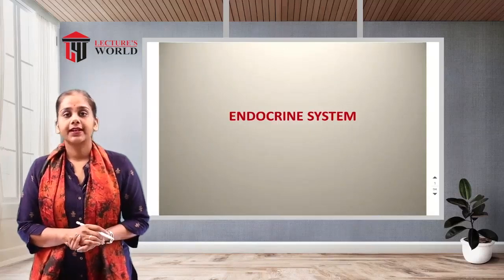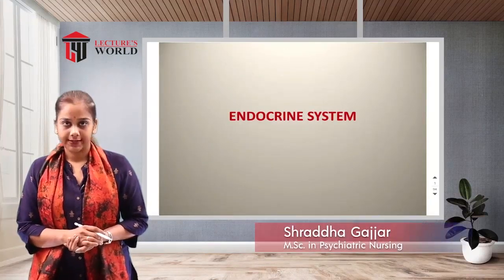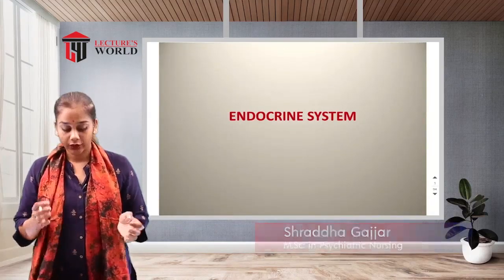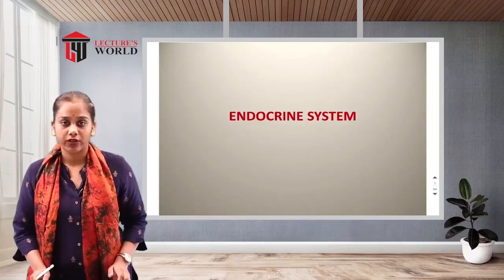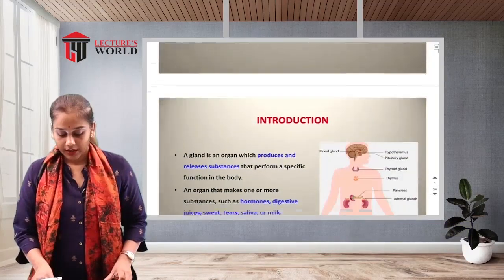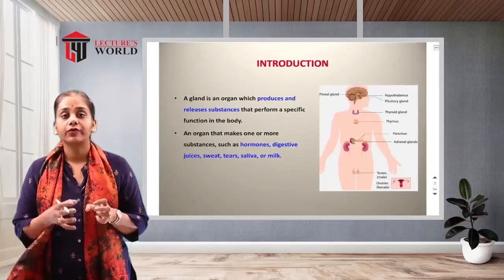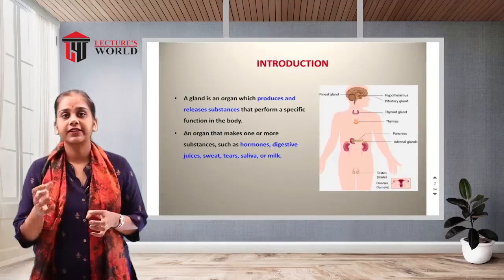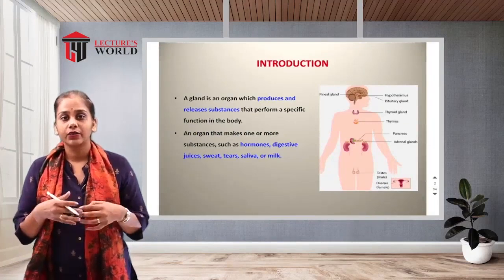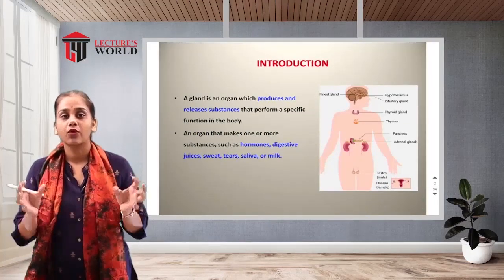Today's topic is anatomy and physiology of the endocrine system. Okay, so what is the endocrine system? Let us see the introduction of the endocrine system. So the endocrine system is a combination of glands, different glands. They are performing this whole system.